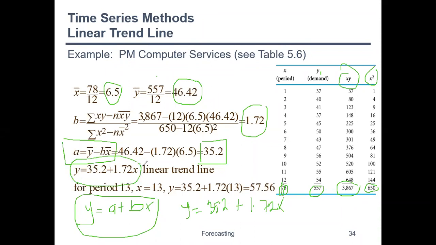So this becomes the linear trend line. If we want to predict a value for period 13, for example, you can clearly see that all the periods here were up to period 12. So the x was up to 12. So if we are finding the value for when x is equal to 13, all we'll do is substitute the value of x here, and that is 13. It means that the demand, the y for period 13, will now be 57.57. That becomes the demand for the next period.